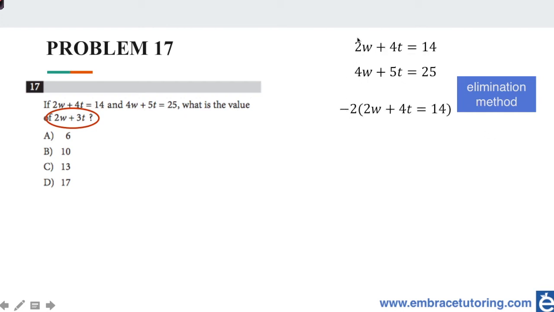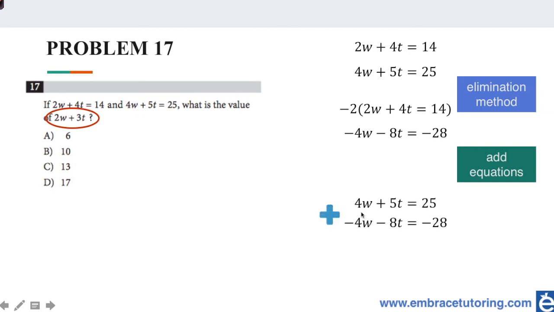Now, I'm going to take my top equation and multiply the full thing by negative 2. The reason I'm doing this is so I can remove my 4w, because I'll end up getting negative 4w and also a positive 4w, and then I can add my equations together. When I distribute my negative 2 throughout, I get negative 4w minus 8t equals negative 28. I'm now going to add my equations together in order to remove my 4w, so I can basically just solve for t. I'll have 4w plus negative 4w, which gives me 0. My 5t plus negative 8t gives me negative 3t.